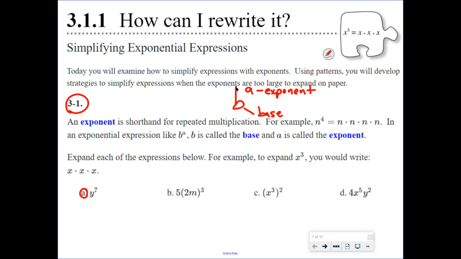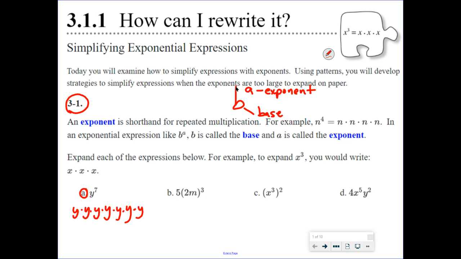So like for this one right here, I know, you look at it and you're like, really, y to the 7th, write it down. And then you put y times y times y times y times y times y. 1, 2, 3, 4, 5, times y. Why? Because I said so. That was really simple. Okay, so let's go on to the next one.